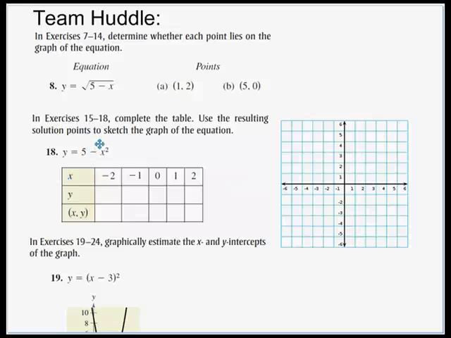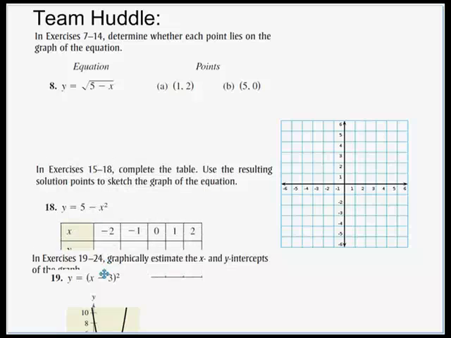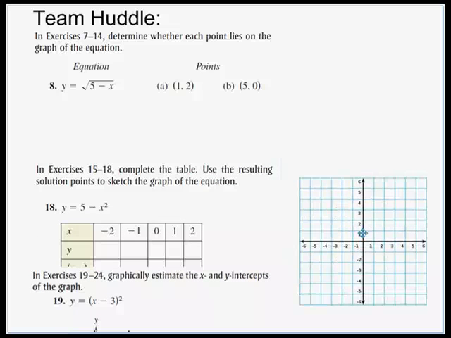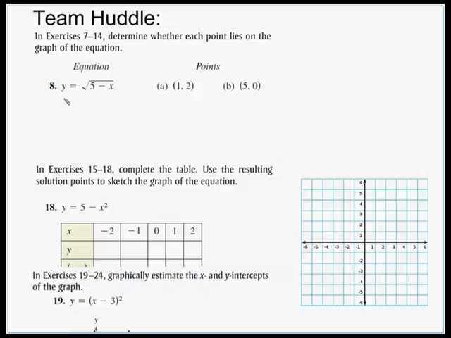Alright, let's see how we did here. Let me get some of this out of the way. The first one, plug in the points, see if they're on the graph. You know, if we were to graph this equation, would these points be on the graph?